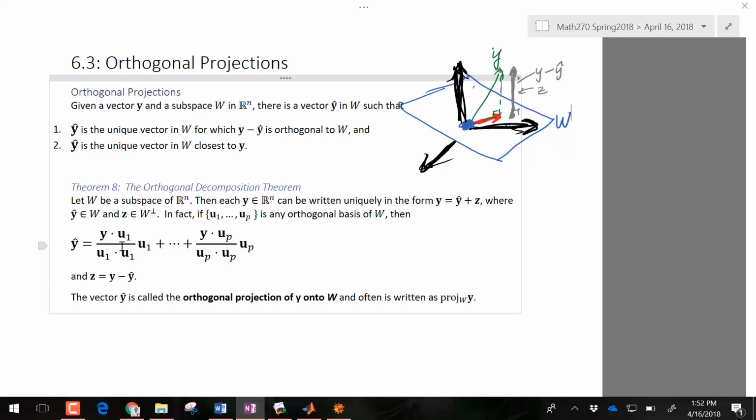Orthogonal vectors in W. Yeah, the orthogonal basis of W can be any. Right. But we could probably find them to be perpendicular to each other. No, they don't have to be, but we will find them so that they're perpendicular. Oh, yes, if they're an orthogonal basis. Sorry.